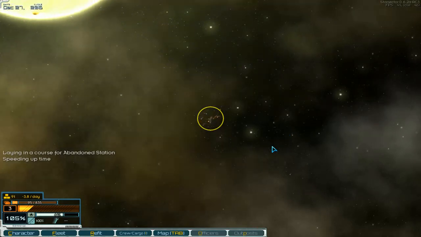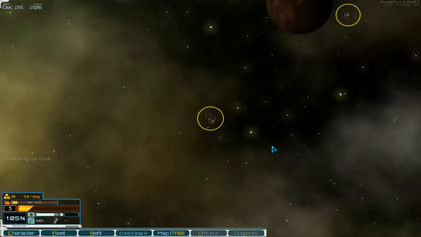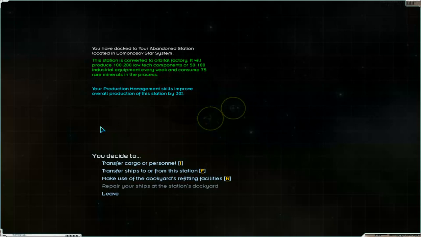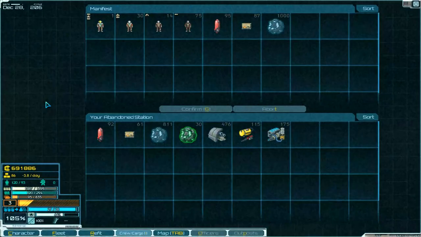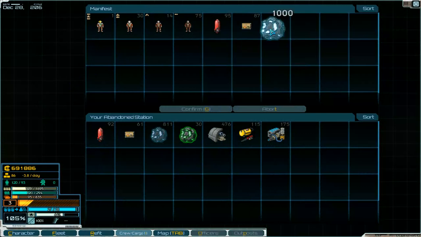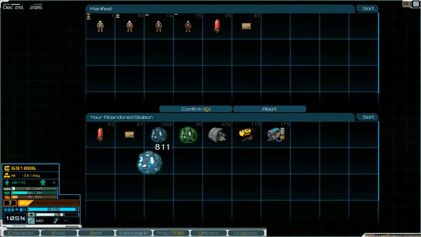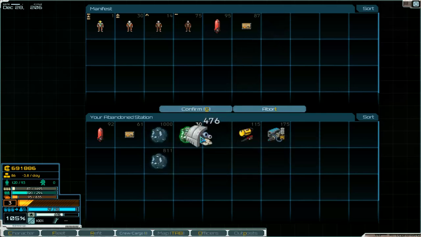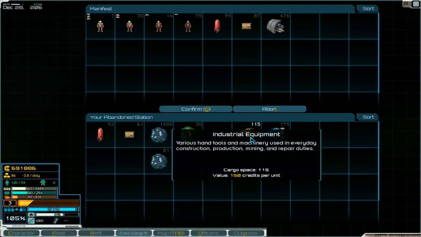Okay, and let's have a look at what is produced. Low-tech components, 135. Okay, 50 to 100 industry equipment or low-tech components, 50 rare minerals needed. Okay, and station by 30%. Then we can go here and the minerals over here, okay. And yeah, low tech components, high tech industrial equipment, high tech, this one I think, yeah. Okay, get them here and that's all I think of.